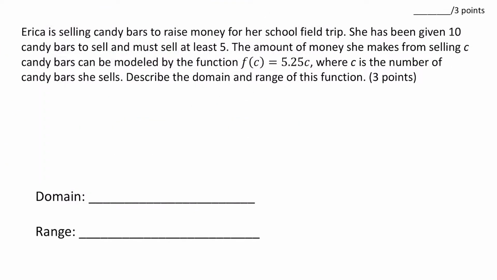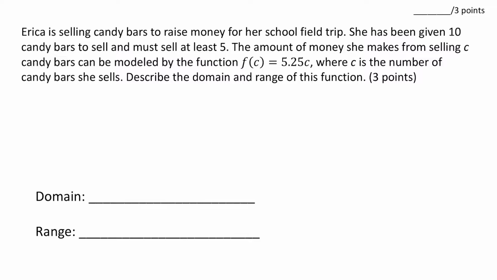So in this problem, Erica is selling candy bars to raise money for her school field trip. She's been given 10 candy bars to sell and must sell at least 5. The amount of money she makes from selling c candy bars can be modeled by the function f of c equals 5.25c, where c is the number of candy bars she sells. Describe the domain and range of this function.